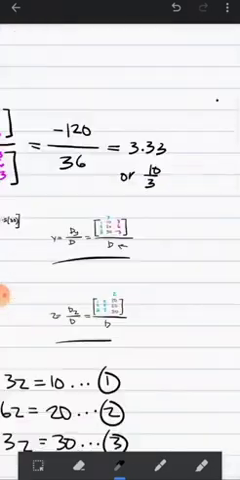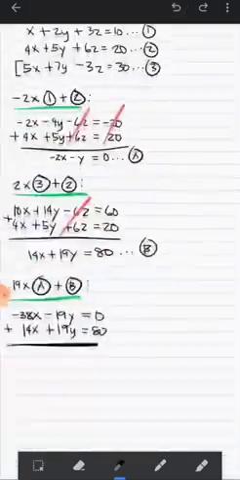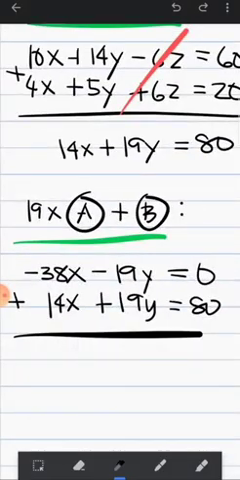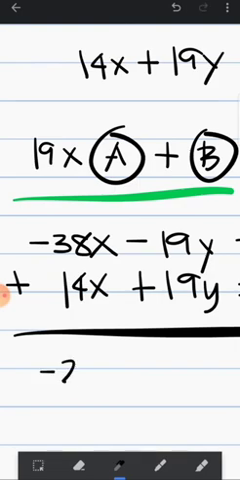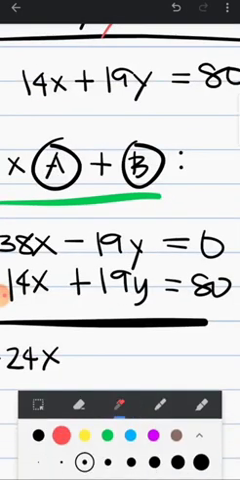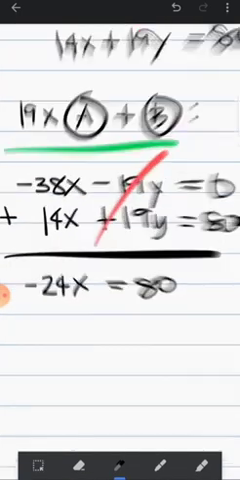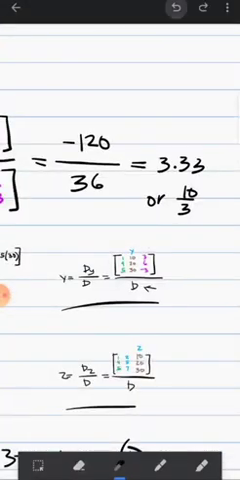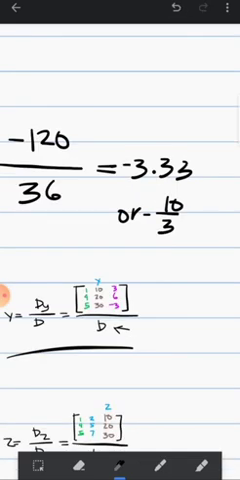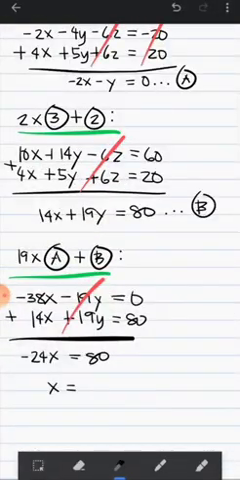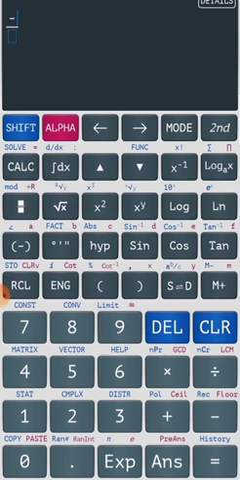Hopefully, it will give us the same answer as 10 over 3. So negative 38 plus 14 will give us negative 24x. And these y's will cancel. Then 0 plus 80 is just 80. So simplifying that, it should be negative 10 thirds. Say 80 over 24. What's that? Negative 80 over negative 24, that's what the equation says. So it's indeed negative 10 over 3.